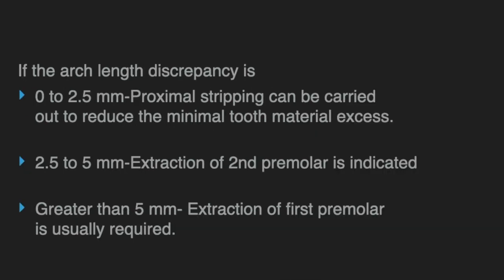If the arch length tooth material discrepancy lies between 0 to 2.5 mm, then proximal stripping can be carried out to reduce the minimal tooth material excess. If it lies between 2.5 to 5 mm, then extraction of the second premolar is indicated. When this discrepancy is greater than 5 mm, extraction of the first premolar is usually required.